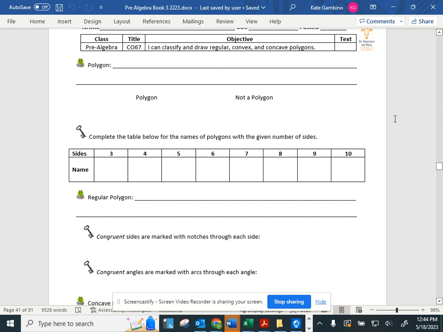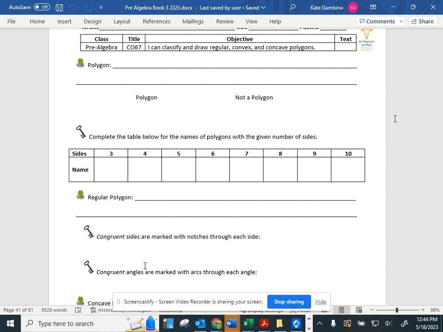Good afternoon. Today we are continuing with those angles and shapes, and today we are working on CO67. I can classify and draw regular, convex, and concave polygons. So we're shifting gears just a little bit, but keeping with those shapes and how many angles they have, how many sides they have, and we're learning what these vocab words mean.